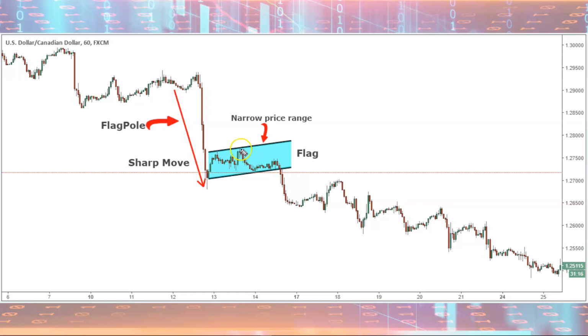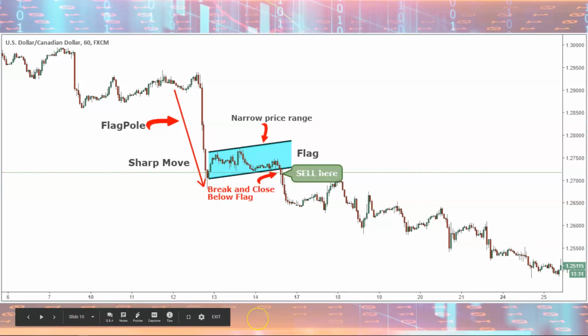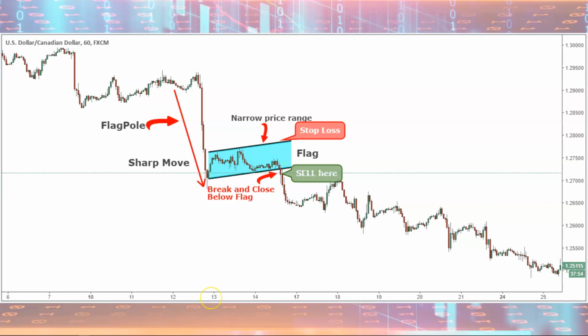If you've got wicks that are sticking out a little bit, you'll see me draw those all the time. I do try to make sure that all the candle bodies are contained within the flag. Just don't get overly OCD about making sure your flag is perfect. Step 3, sell at the closing candle that generates the flag breakout. So in other words, sell the first candle that closes below your flag. Right there. Step 4, place the protective stop loss slightly above the flag.